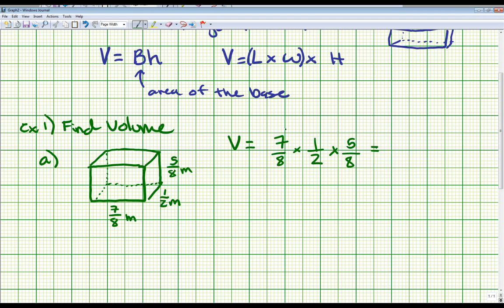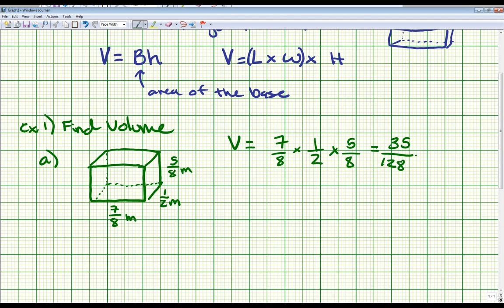So we're just going to go 7 times 1, which is 7, and then multiply that by 5, and that would end up with 35 on the top. And the bottom, 8 times 2 on the bottom, that's going to give us 16. And then 16 times 8, that's going to give us 128 on the bottom. Now, since I couldn't cancel or simplify at this stage, I know that 35 over 128 is my final answer.